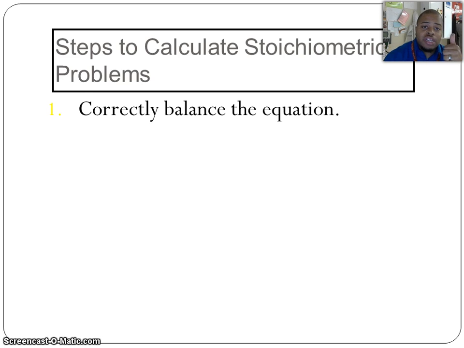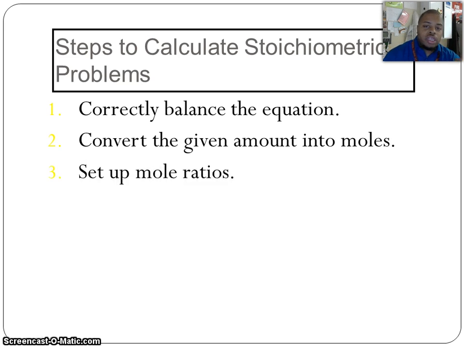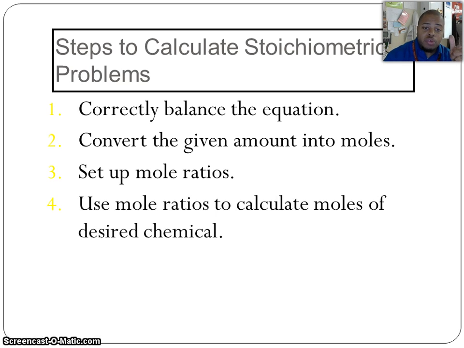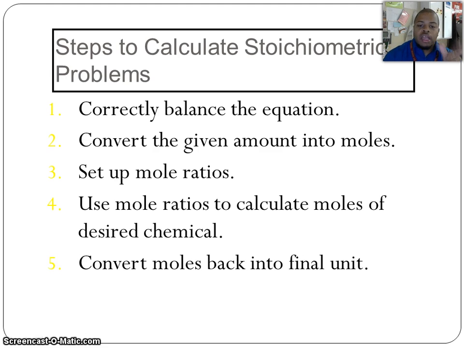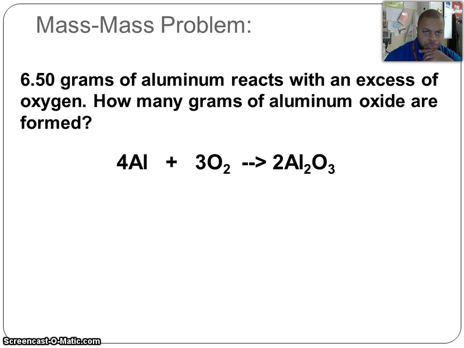So, what are our steps again, just to review? Correctly balance the equation, number 1. Convert the given amount into moles. Set up the mole ratio to convert it to moles of the new compound. Convert back to the unit that we want, grams, liters, particles, whatever the situation may be. Now, this is one example, and I'll just do this last one and then we'll be ready to go.